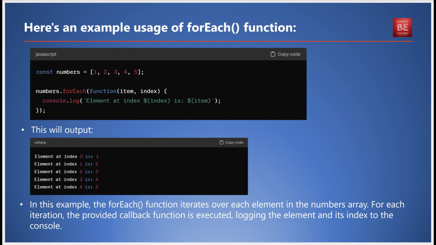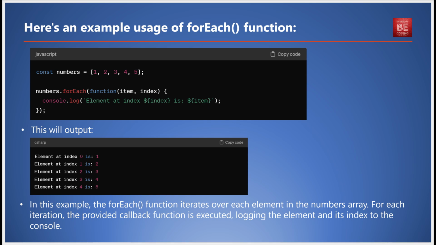The code would look like this: const numbers = [1, 2, 3, 4, 5]; numbers.forEach(function(item, index) { console.log(...) }). This would output each element and its index starting from 0, like so. Element at index 0 is 1, element at index 1 is 2, element at index 2 is 3, element at index 3 is 4, element at index 4 is 5.